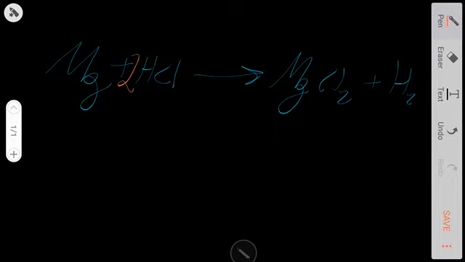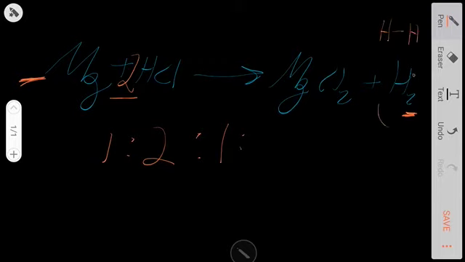The coefficient ratio here is 1, because I have a 1 here. I told you guys before that if you don't have anything here, it means 1. So we have a 1. Here my coefficient is 2. Here my coefficient is 1. And here, even though it says 2, that's not my coefficient. This is saying H bonded to H. So I might have 2 hydrogens, but it is not the coefficient. In this case, it's 1.